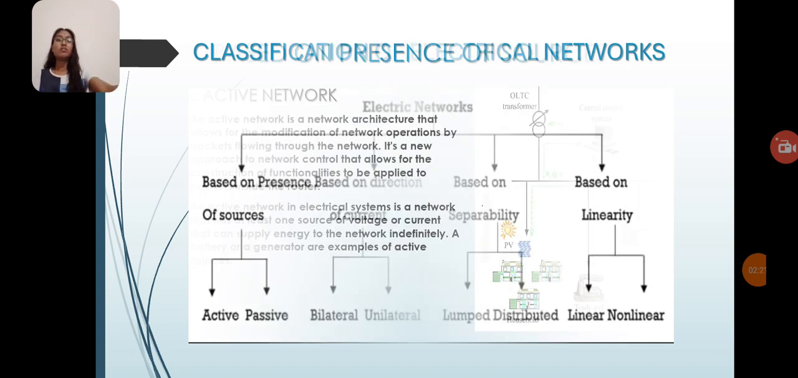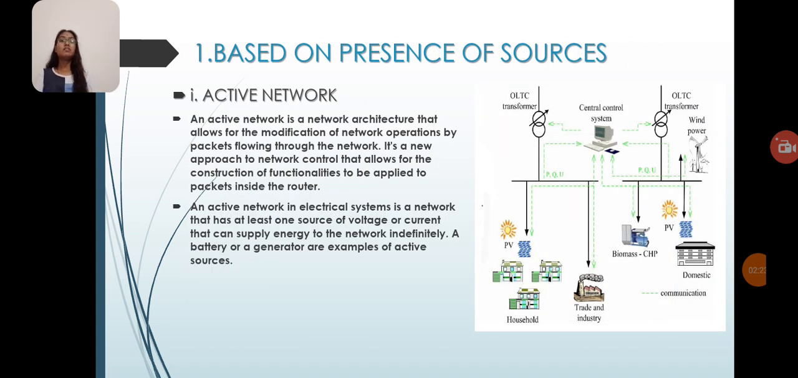We'll know about the first one, that is based on presence of sources. In this, first one is active network. An active network is a network architecture that allows for the modification of network operations by packets flowing through the network.